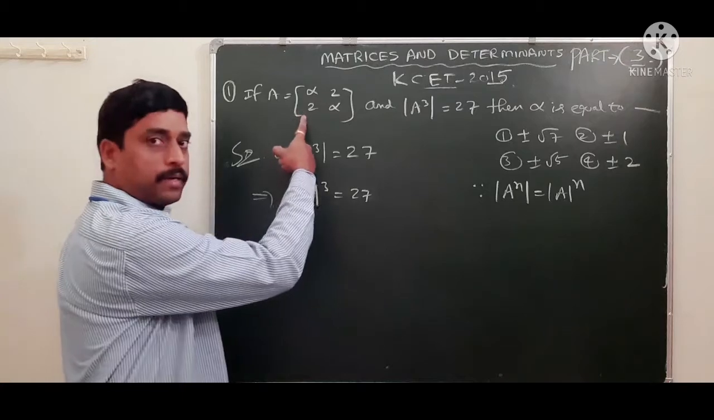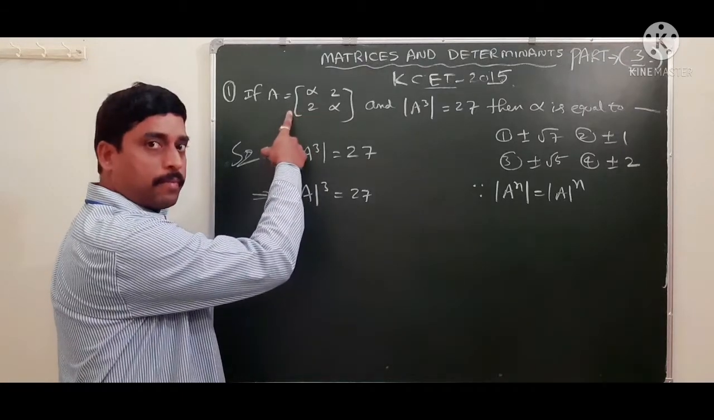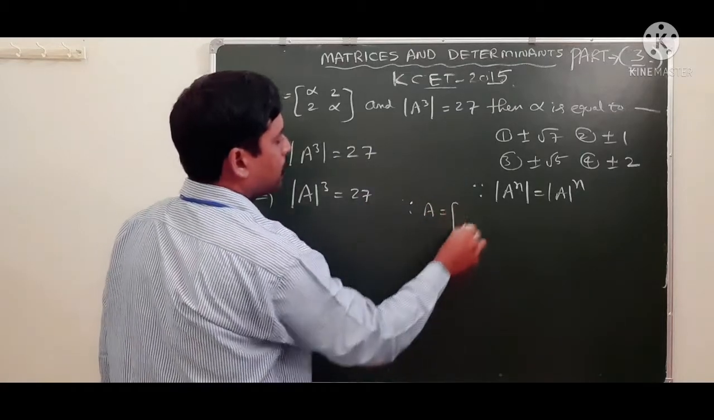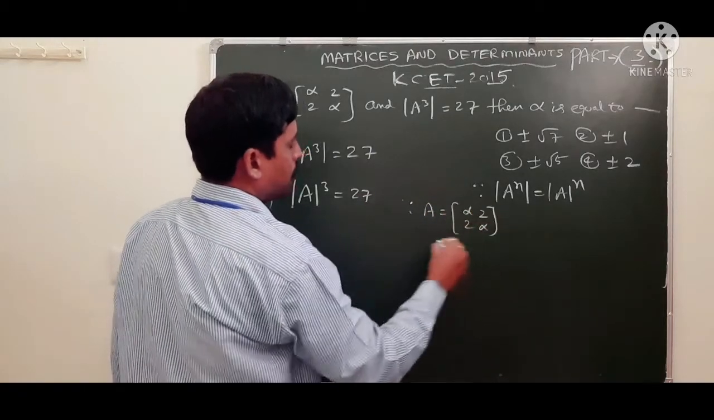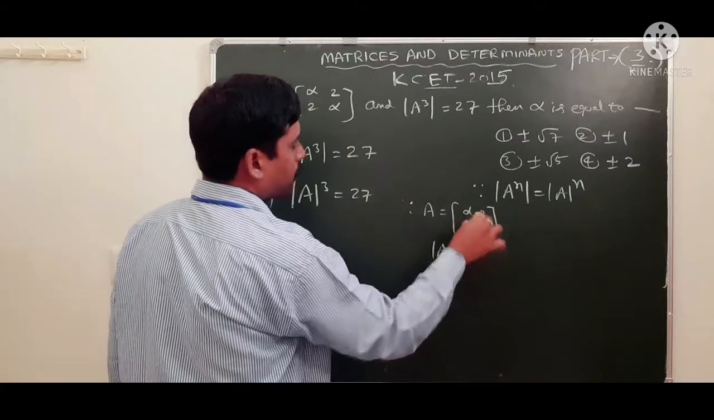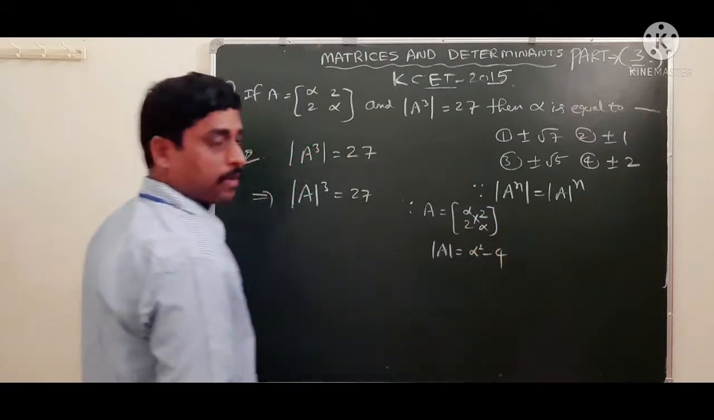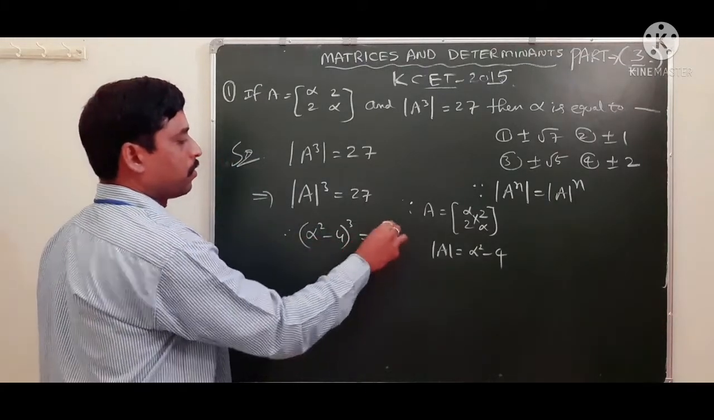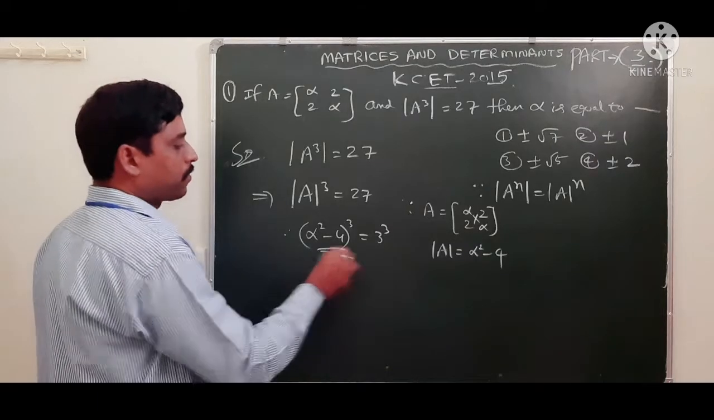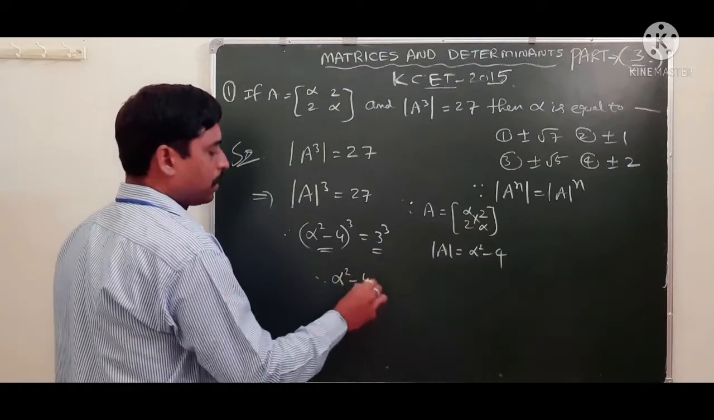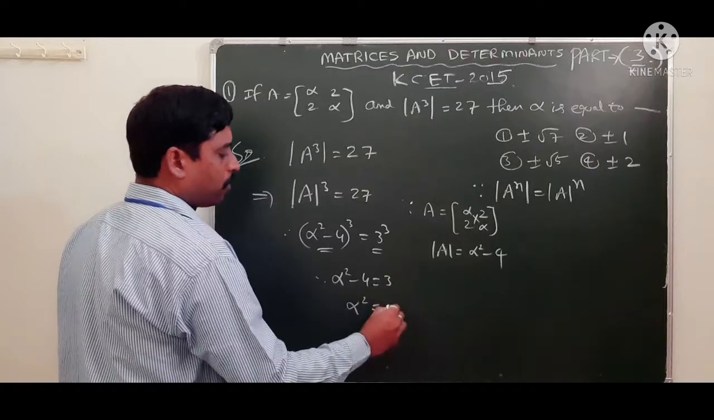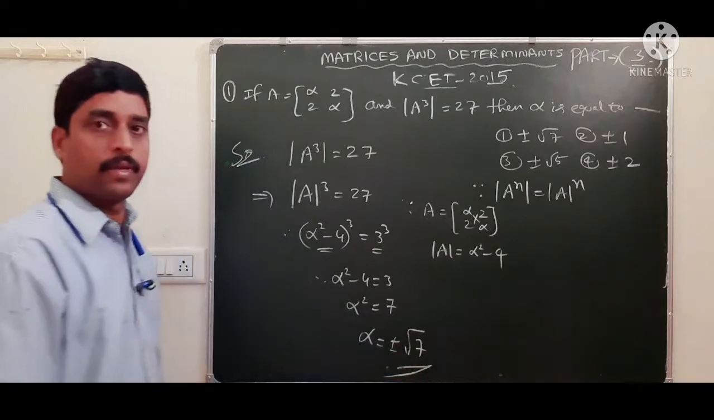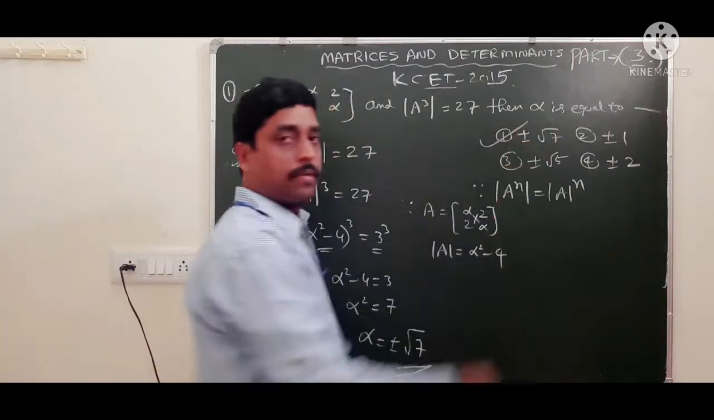From this statement, what is given? A matrix is given, det of A is alpha, 2, 2, alpha. Therefore, det of A is, by the formula AD minus BC, alpha square minus 4. Therefore, alpha square minus 4 whole cube is equal to 3 cube. Now, alpha square minus 4 is equal to 3. Alpha square is equal to 4 plus 3, 7. Alpha equals plus or minus root 7. Which option is correct? The first option is correct.